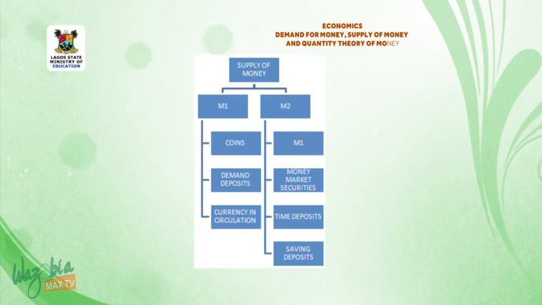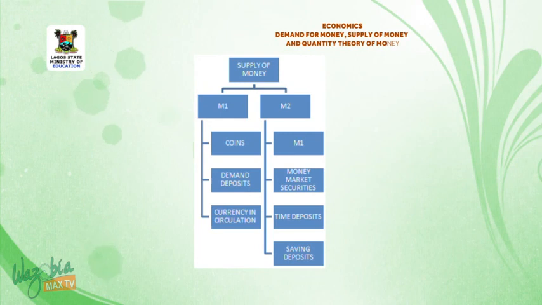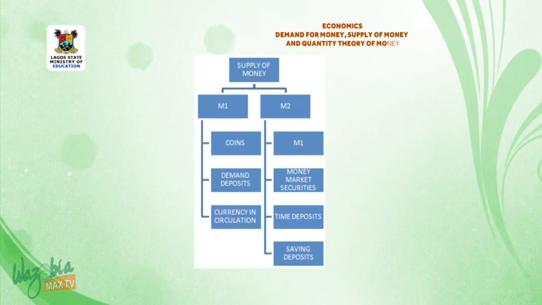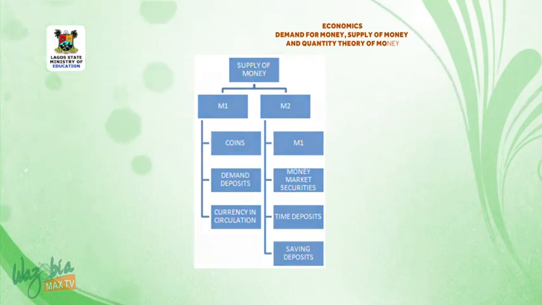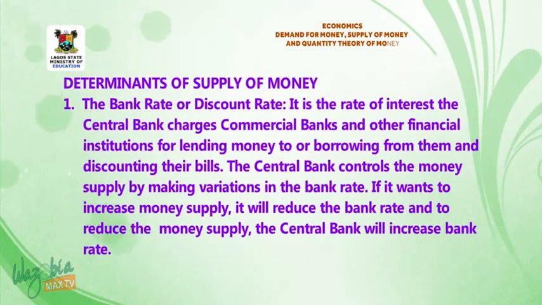Then M1 now consists of coins, demand deposits, currency in circulation. M2 consists of M1, money market security, time deposit, saving deposit. I hope you've gotten that. You've drawn your own at home. Fine, that's good. So let's look at determinants of supply of money.